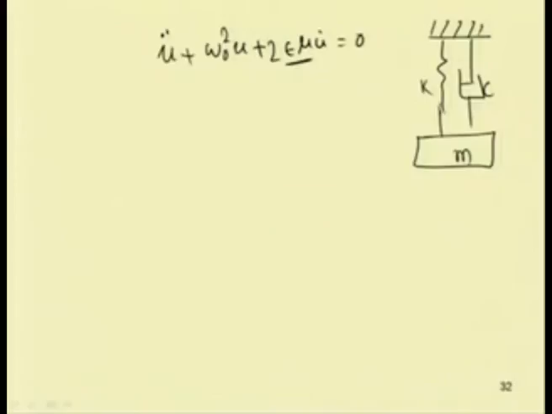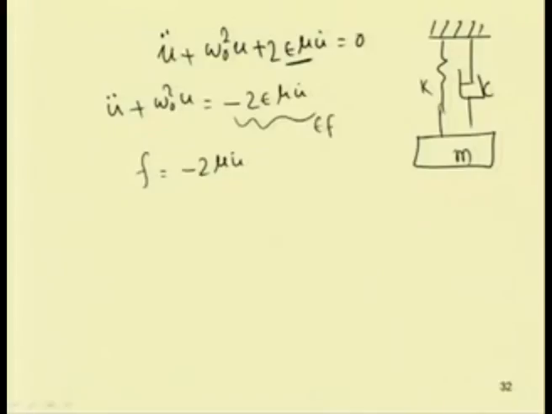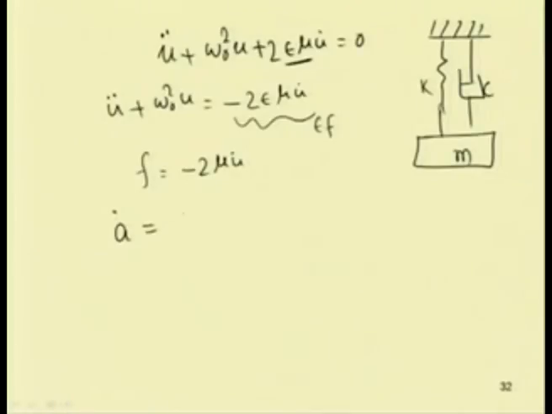Now one can write this equation in this form: u double dot plus omega 0 square u equal to minus 2 epsilon mu u dot. So, this becomes our epsilon f, where f equal to minus 2 mu u dot. By substituting this f, one can write a dot equal to minus epsilon mu a by pi integration 0 to 2 pi sin square phi d phi. So, this becomes minus epsilon mu a.